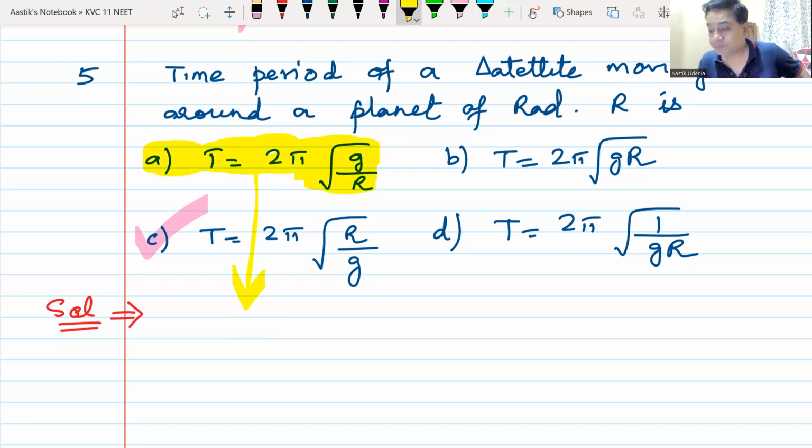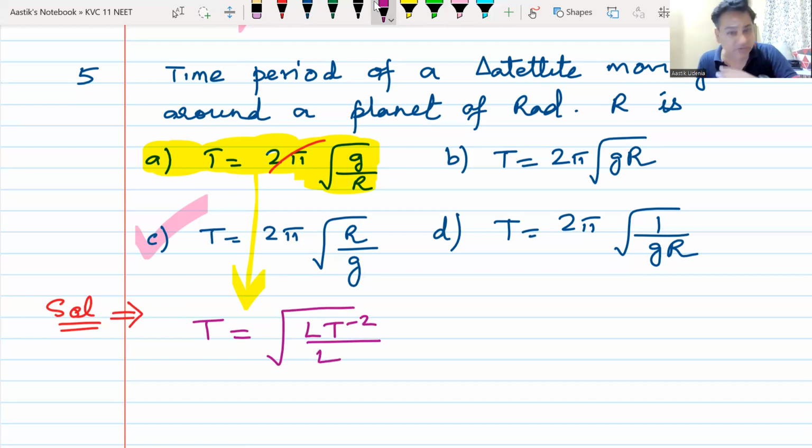Remember, 2 pi does not have any dimension, so 2 pi just jumps out. On the left hand side, I have the dimension of T, time, is equal to root over. On the right hand side, g is acceleration due to gravity. It has a dimension of LT^-2, divided by r, the radius, which has a dimension of L. Are the dimensions on both sides matching?